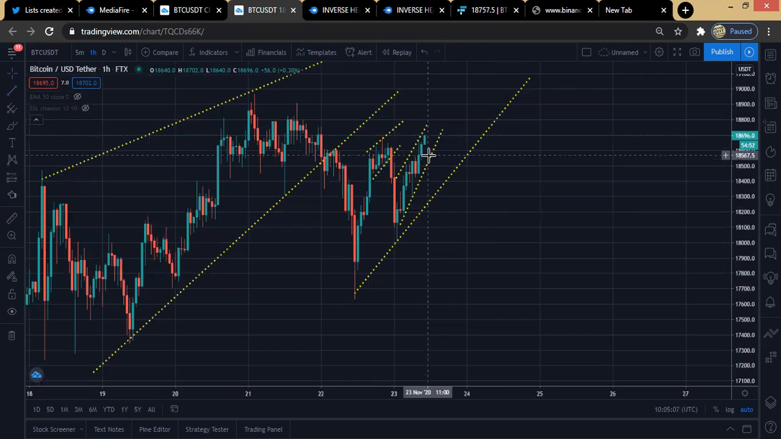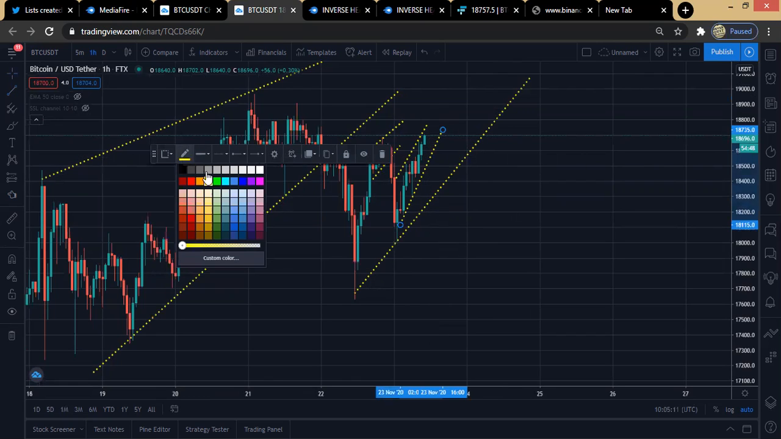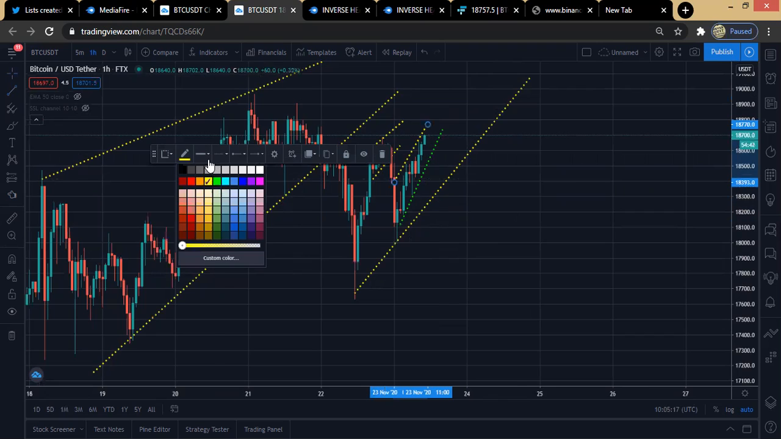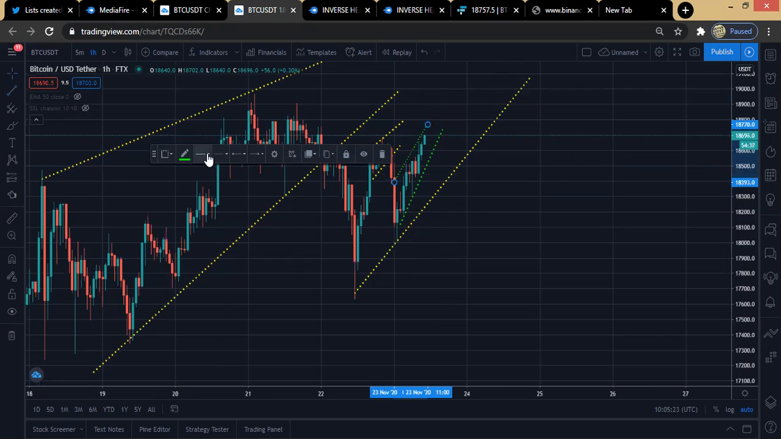Let's focus on this. Let me change the drawing to a different color, so that it doesn't confuse us. It looks more like a bear flag to me. So what it means is that it's possible for us to drop again.